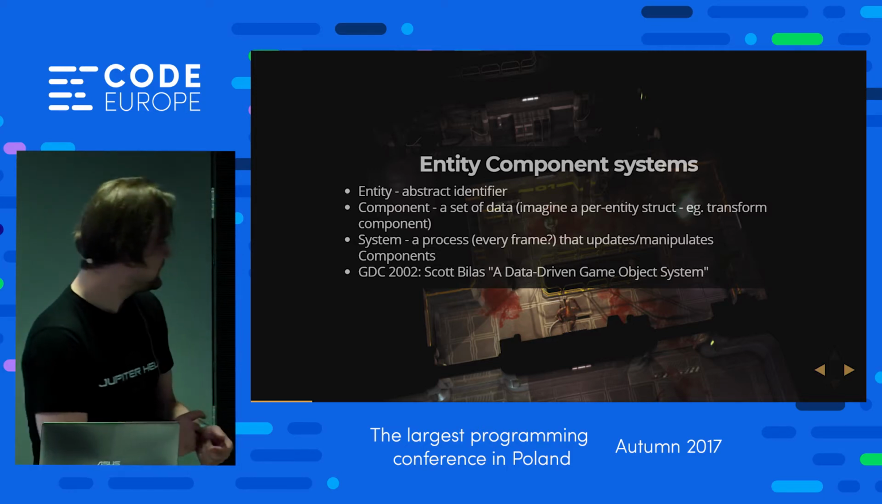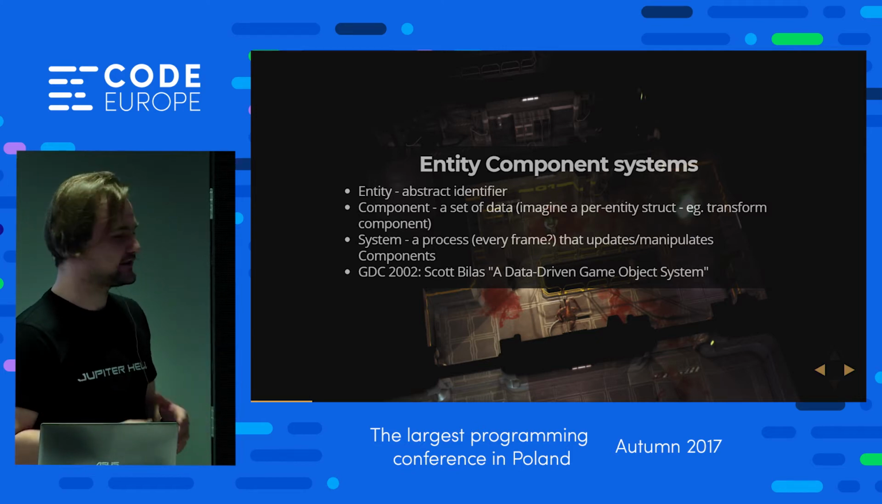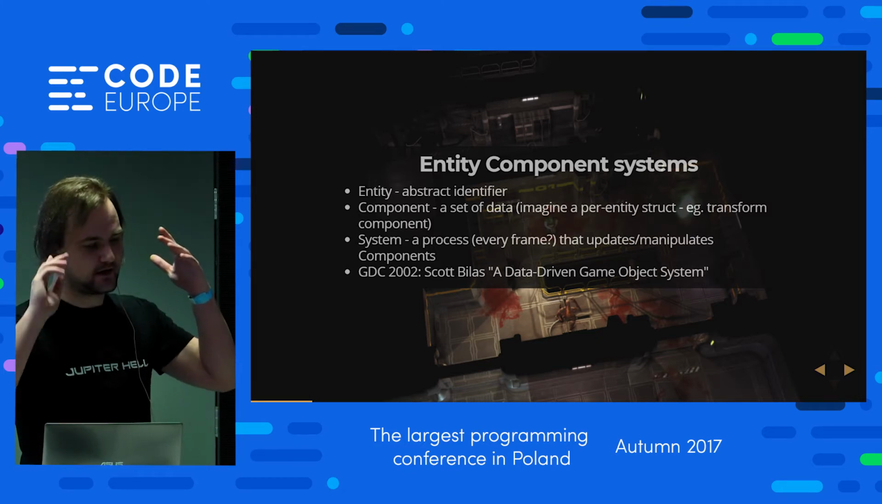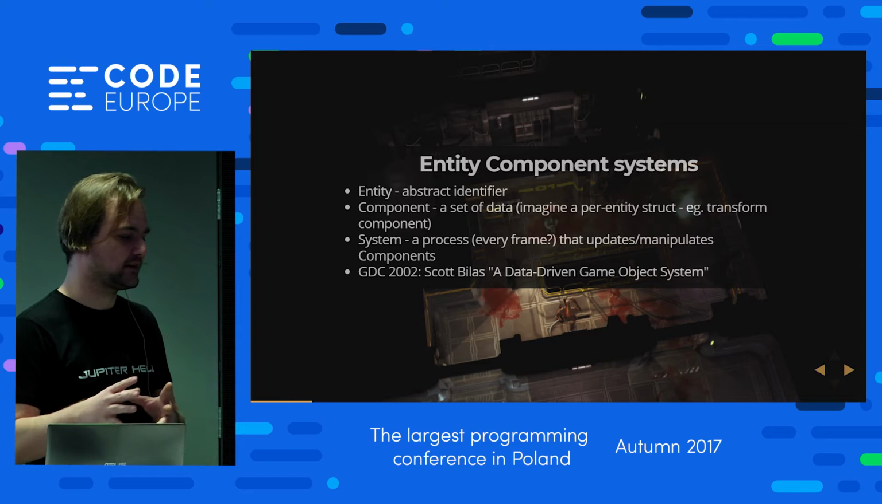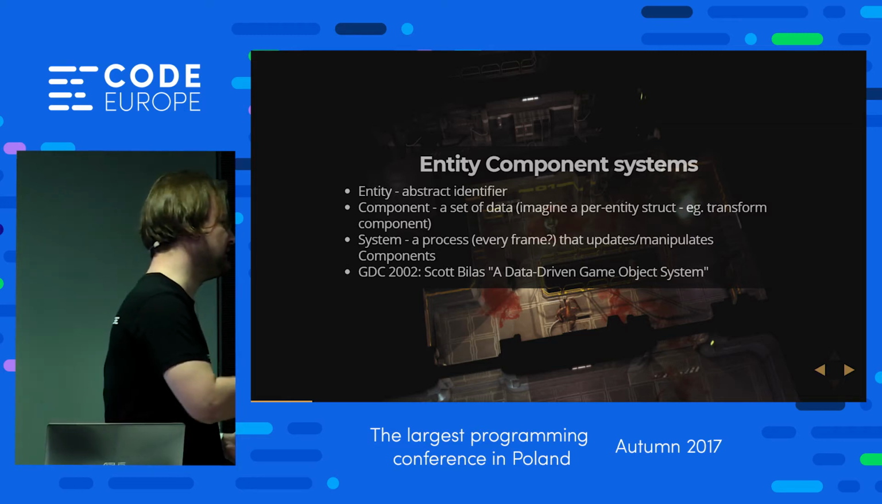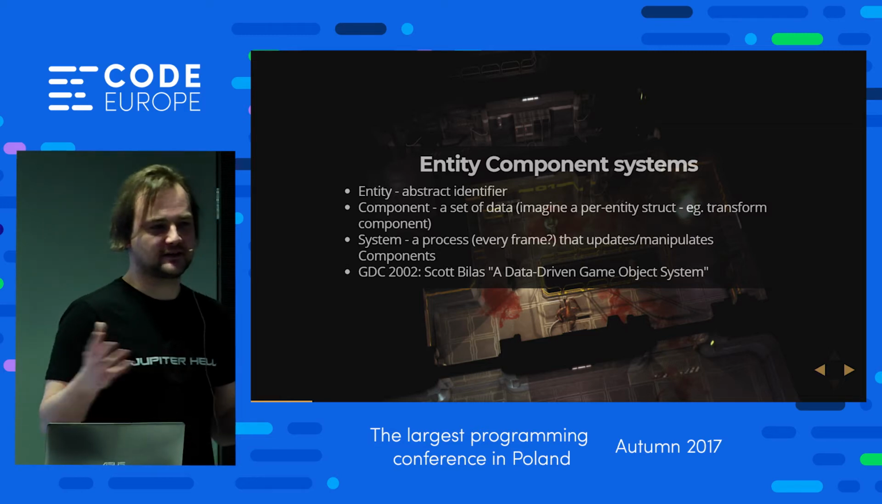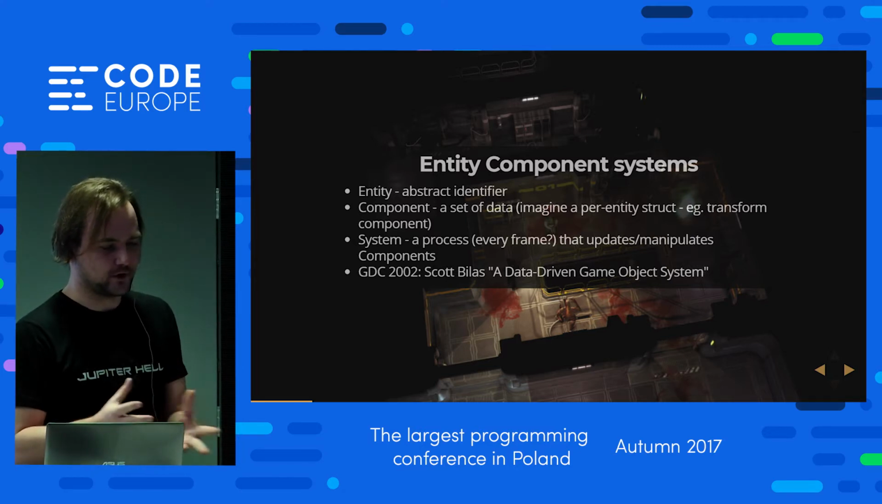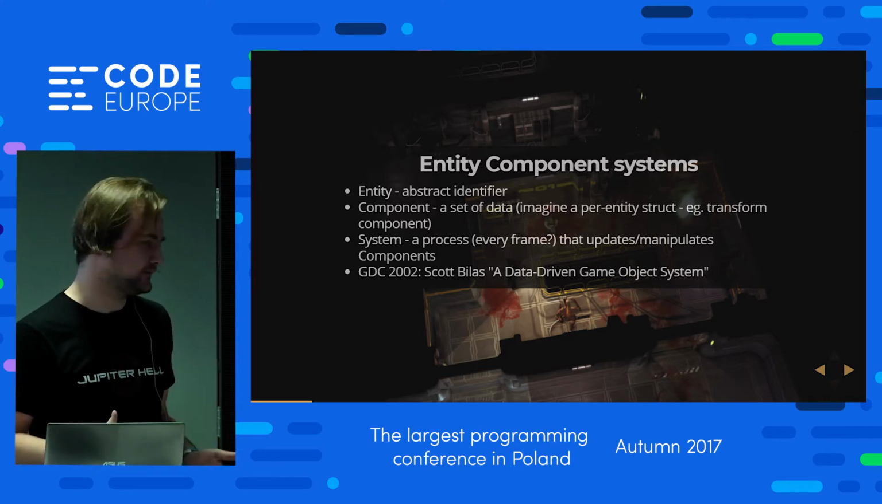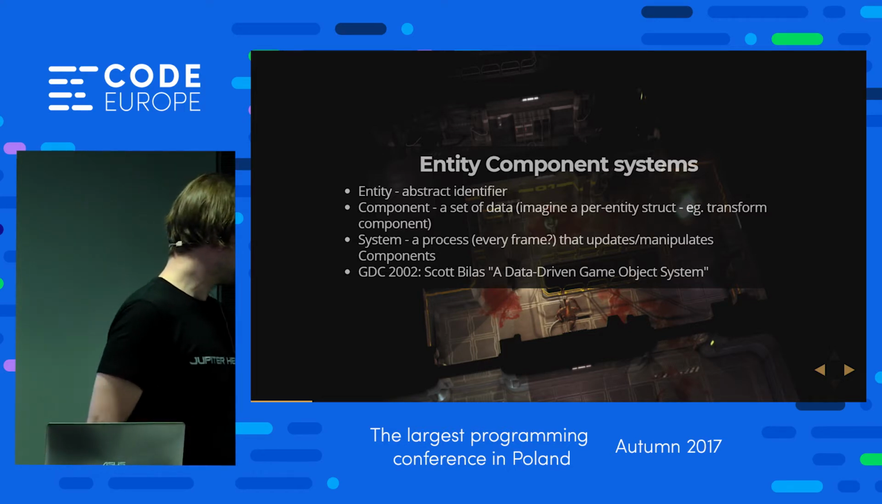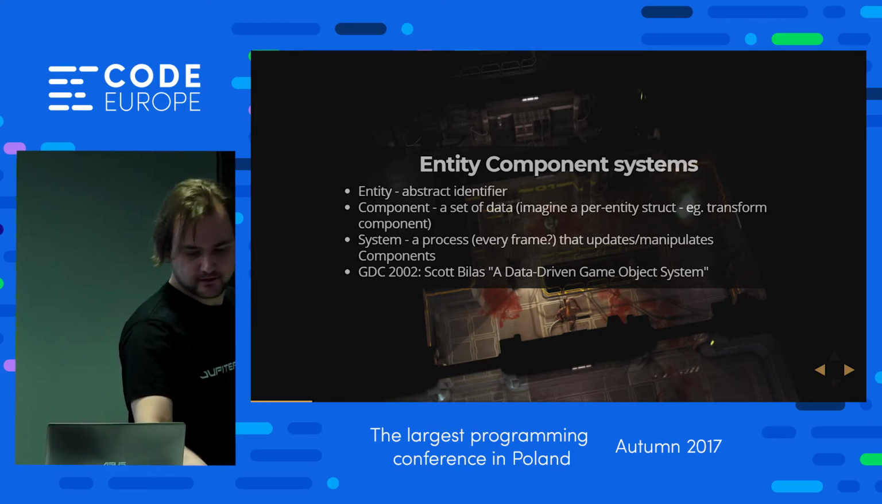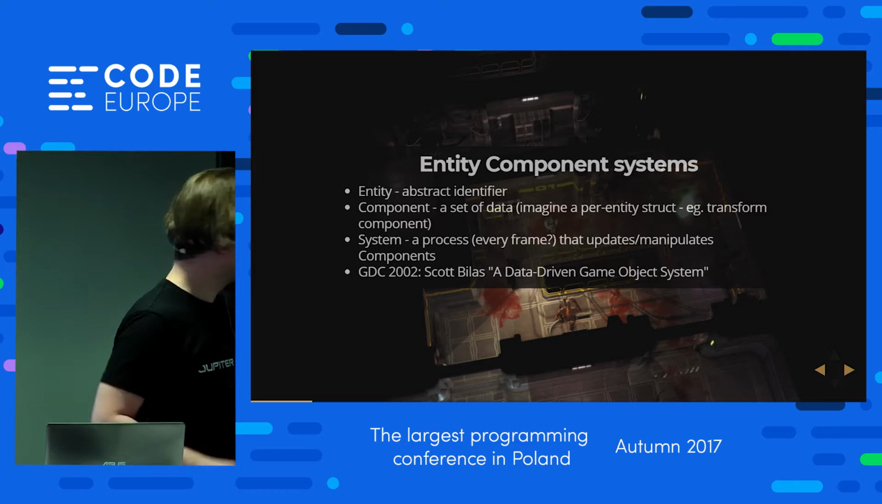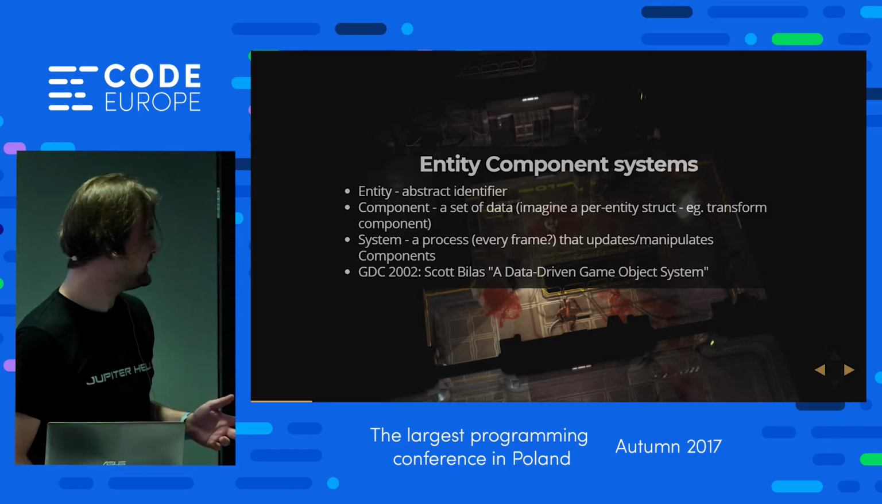So basically, in an entity component system, it's a different way of thinking. Instead of object-oriented design, you think about entities and components. Entities can be abstract identifiers. So basically, it's just there to identify a thing in the world. It has no data by itself, at least in theory. And a component is a set of data.